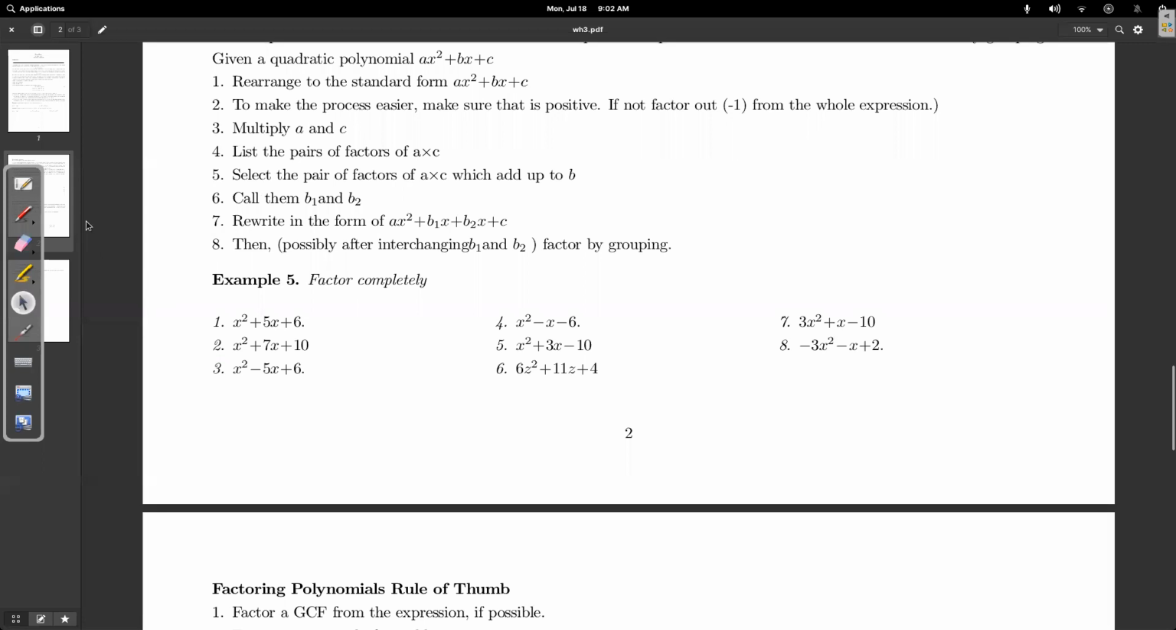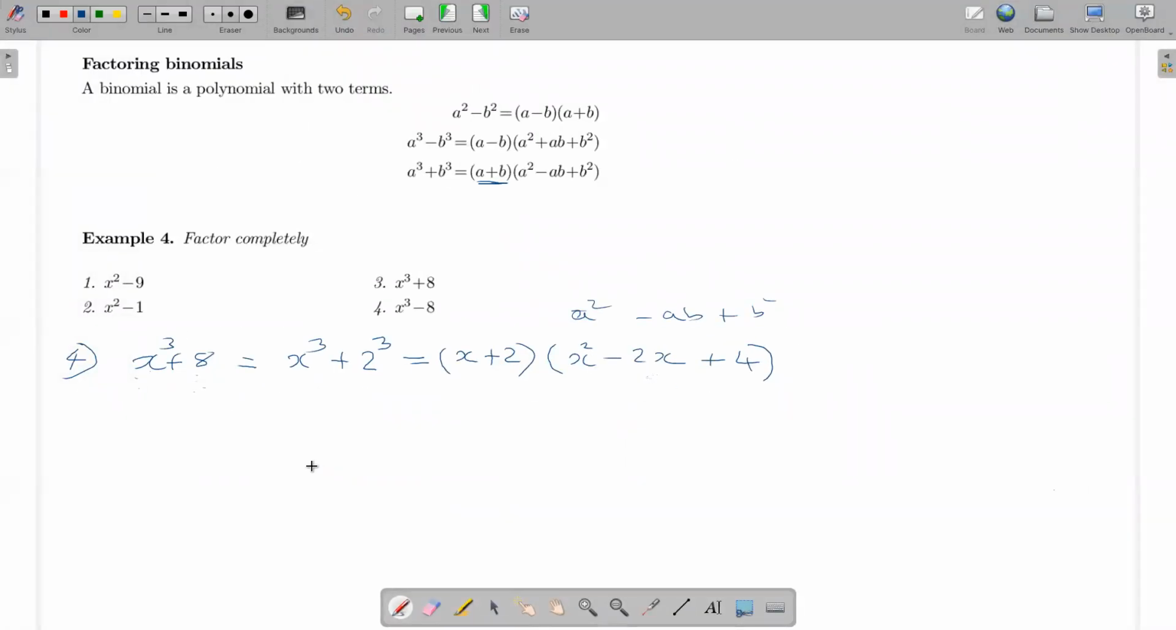If you have something like x squared plus 5x plus 3, you can do this, no? So I think you know how to do this already.